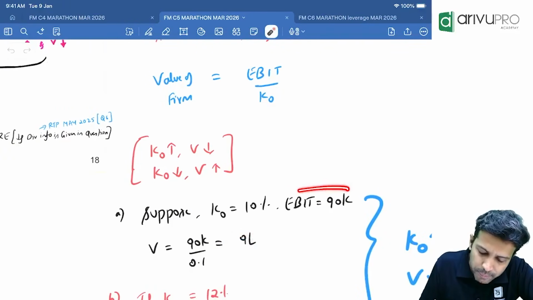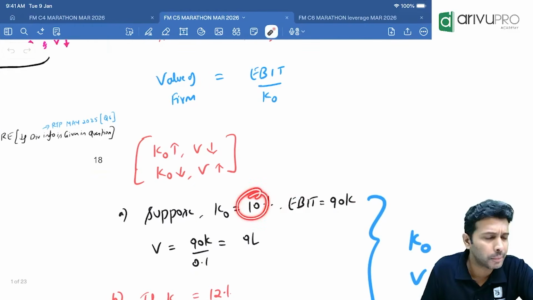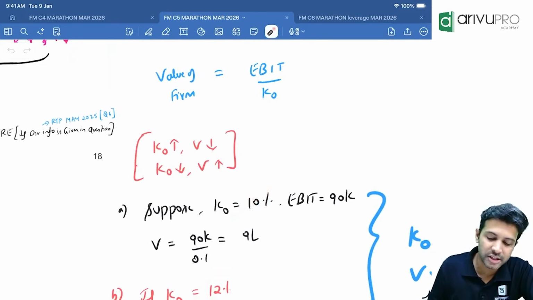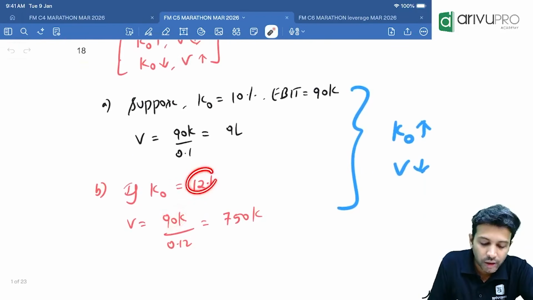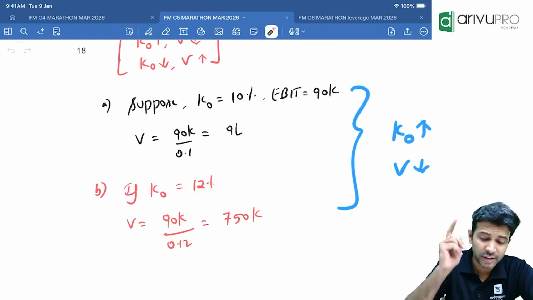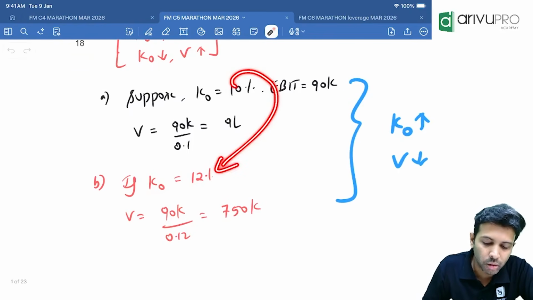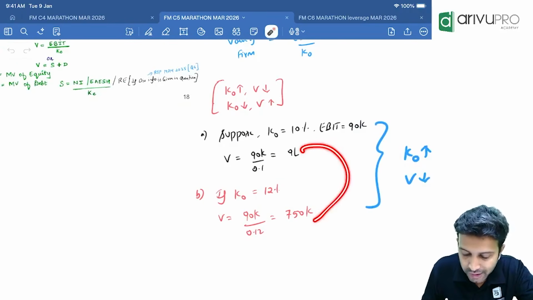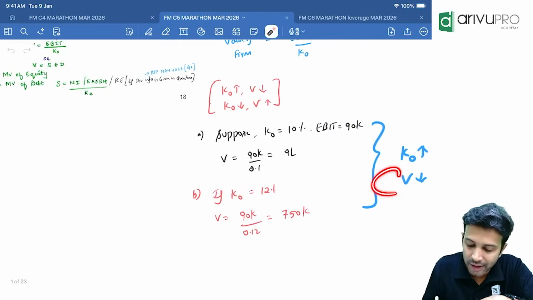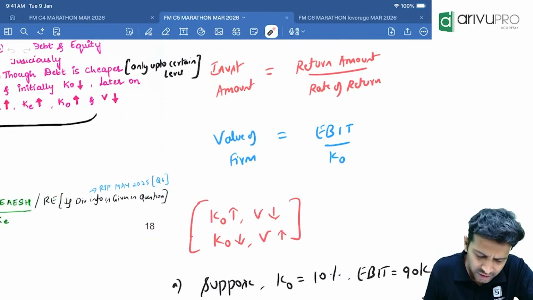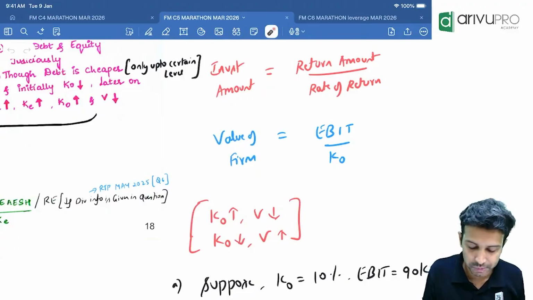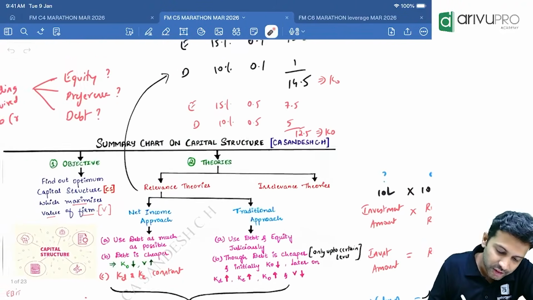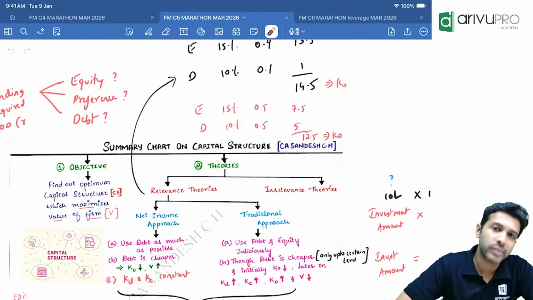Okay. Suppose we keep EBIT constant and make KO 12% instead of 10%. What is the answer you're getting? EBIT is still 90,000. Now KO is 12%, so now you're getting 7.5 lakh. Check what happened. KO increased from 10 to 12%, and the value of the firm went from 9 lakh to 7.5 lakh. So the value of the firm reduced. Hence we say KO and the value of the firm have an inverse relationship. One increases, the other reduces. Okay? Now coming back to this theory, the relevance theory's argument is that debt is important.